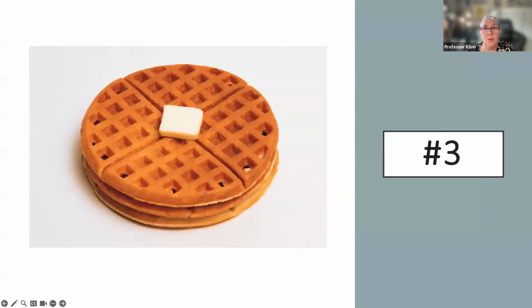Number 3 are waffle words. Waffle words happen because the writer is afraid of being wrong, so they use these words instead of taking an actual position. What are waffle words? Well, maybe, at best, at least, seems to, perhaps, so-called, probably, might. Those are all waffle words. Take a position.